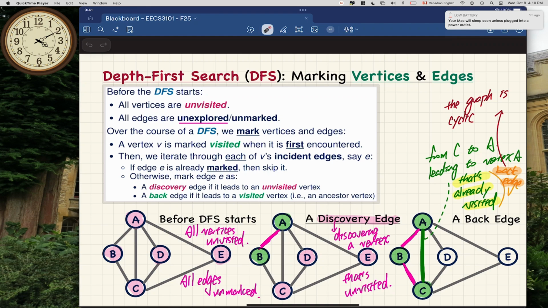On the other hand, for edges, there are 3 possible statuses, 3 possible stages for the edges. In the beginning, we say that, let me put it here.